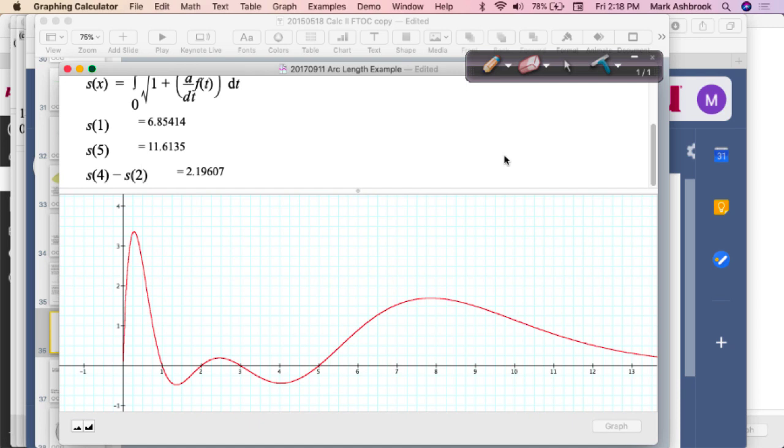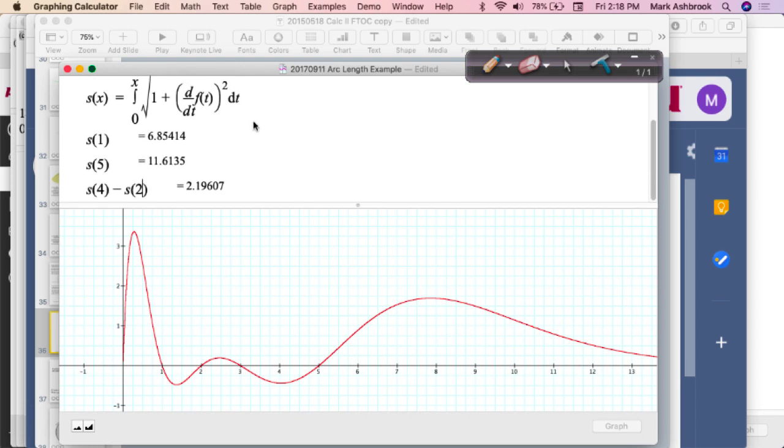Okay, so 2.196, if these are miles on the x-axis, that'd be 2.196 miles up and down that hill to the bottom of the valley at 4. Okay, starting from x equals 2. All right, so what would be another way to get this value?